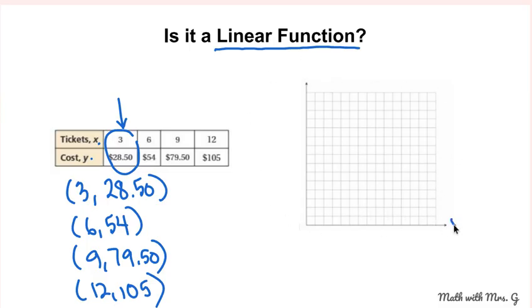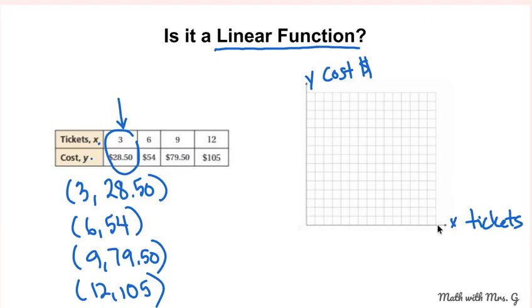We want to make sure that we're labeling our axes, so x and y. X, if we look at the units, is tickets. So I'm going to write tickets over here. I look over at the y, and it says that it's cost in dollars. Okay, so I need to be able to plot these points.